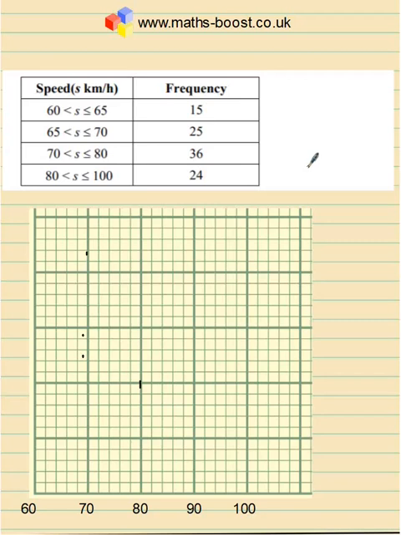In this example, rather than read and interpret a histogram, I'm going to draw one. Remember, never forget it's all about area. So this bar that we're going to draw, certainly between 60 and 65, requires an area of 15. And we've got this width of 5, and so the only way we're going to achieve a rectangle with an area of 15 with that width of 5 is it's going to have a height of 3.